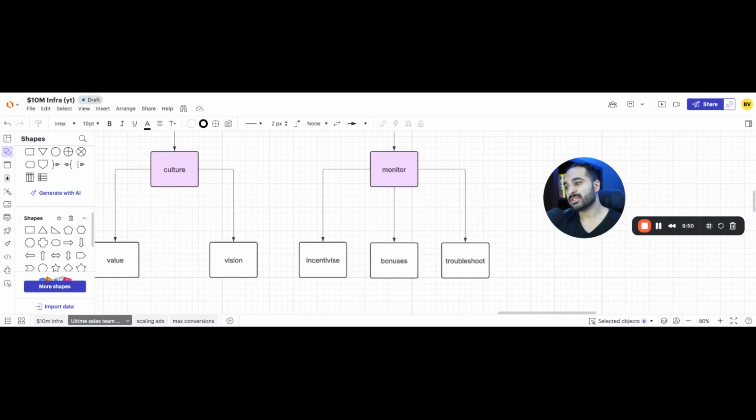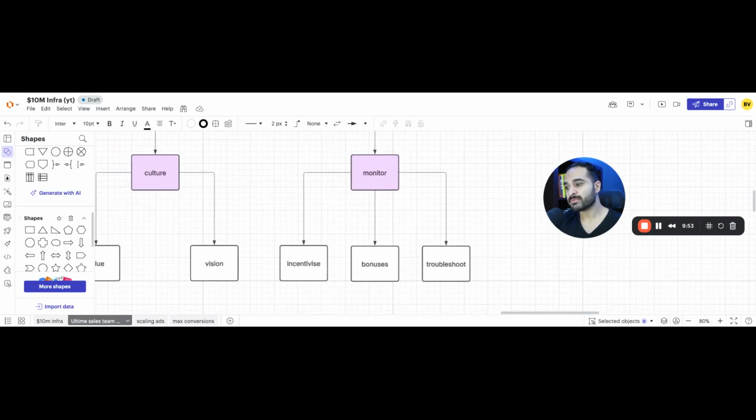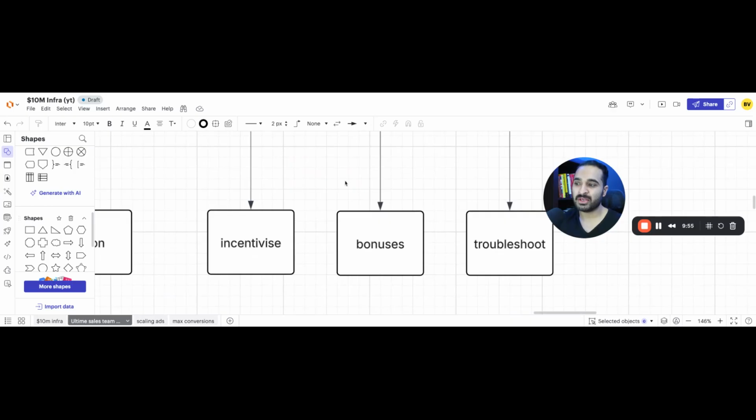And then next is monitoring, right? Again, very simple here. If people are doing good, you incentivize them. You always praise people in public. If they're not doing good, you troubleshoot, which is just get rid of them, give them warnings. Hey, you haven't closed a deal in 2 weeks. What's going on? Either improve or leave.